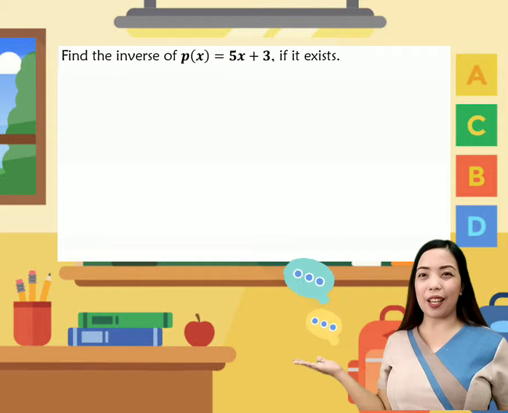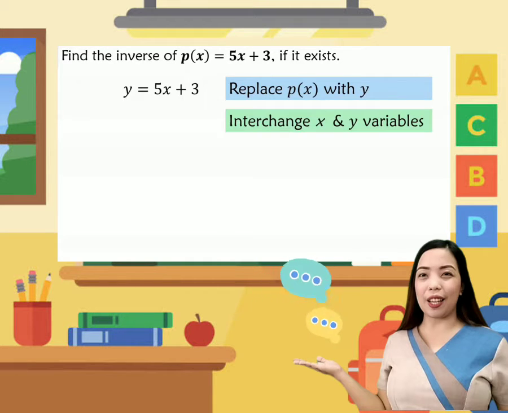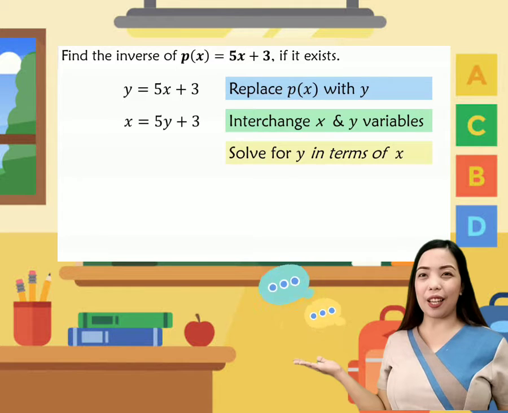Let us have another one. Find the inverse of p of x equals 5x plus 3 if it exists. Step 1. Replace p of x with y. So this will become y is equal to 5x plus 3. Step 2. Interchange x and y variables. So we have x is equal to 5y plus 3. Step 3. Solve for y in terms of x. To solve for y, let us move positive 3 to the other side. So this will become x minus 3 is equal to 5y.